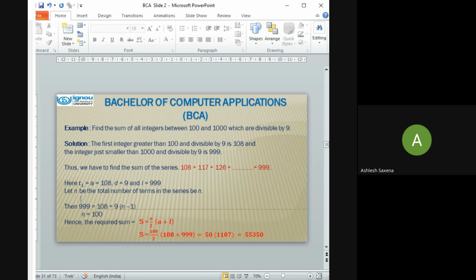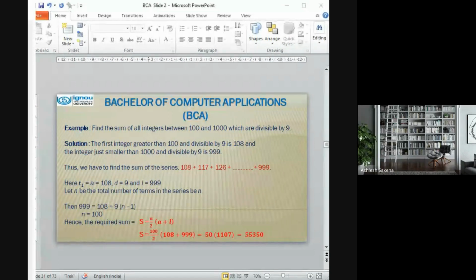Find the sum of all integers between 100 and 1000 which are divisible by 9. So can any one of you tell me the first number after 100 which will be divisible by 9? 108. Last number? Last number 999. Okay. Then what will you do? You were asked to calculate the sum of all the integers between 100 and 1000.